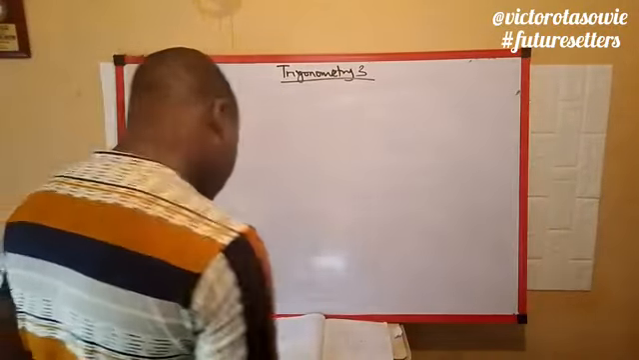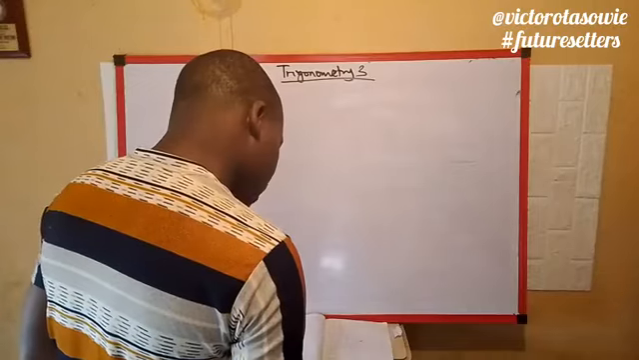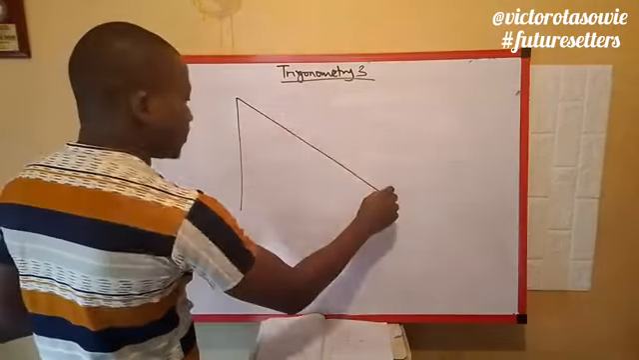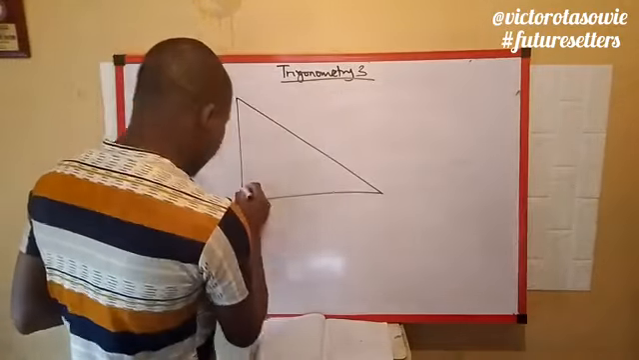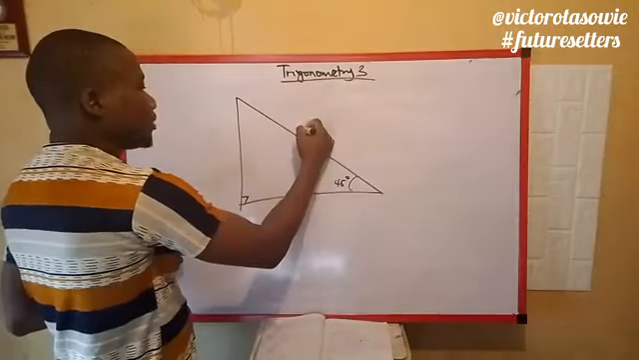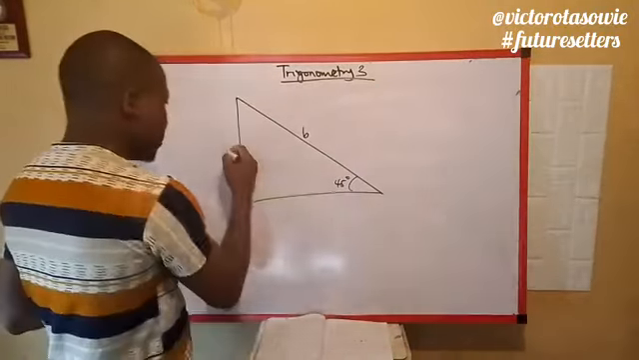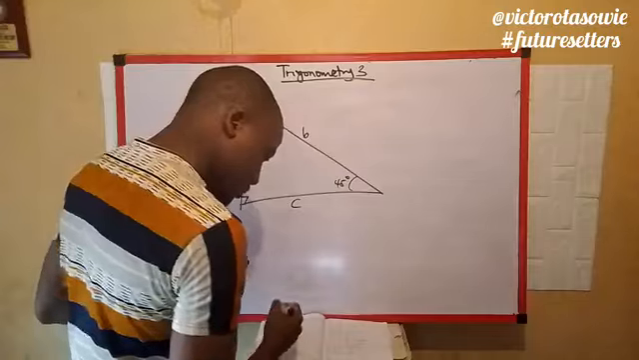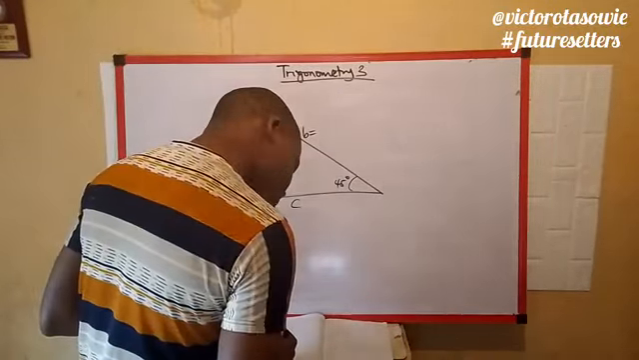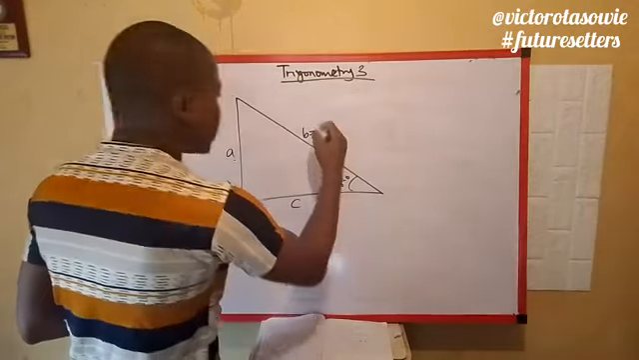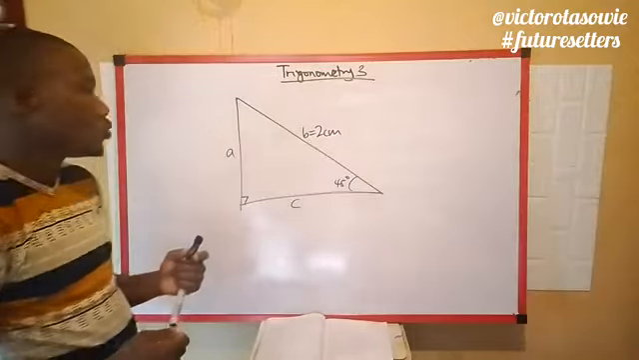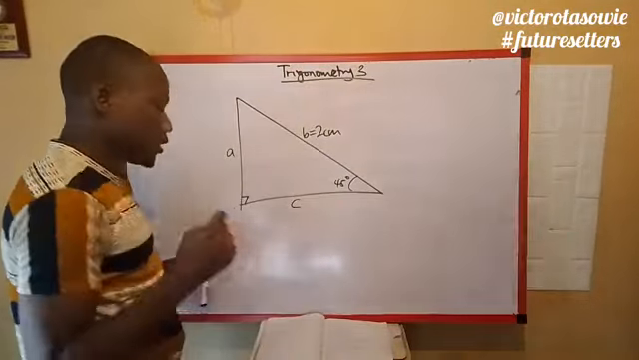We have some great questions here. One of them is we have a triangle in these aspects. We are given a triangle like this, and we are told that this angle is 45 degrees. Then we have B, A, and we are given C, and we are given that B is 2 centimeter. Now we are told to find the value of A and C.